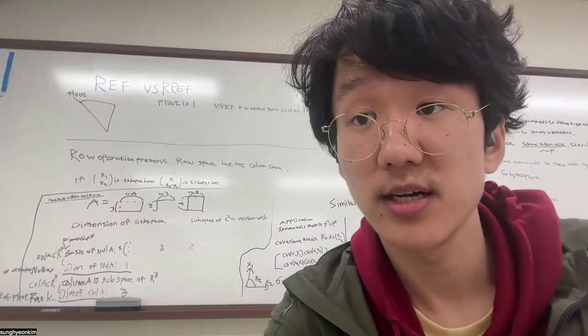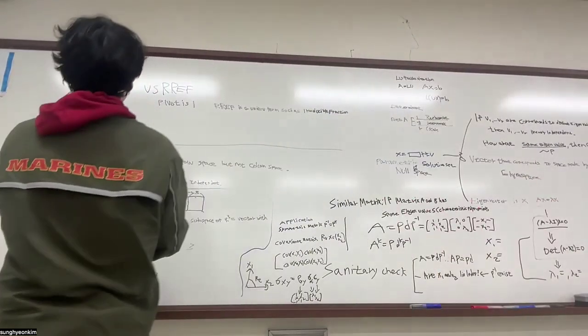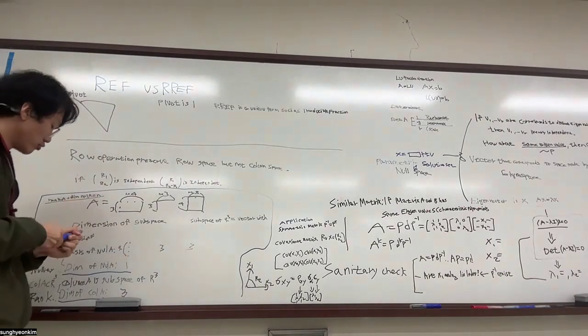Today's linear algebra, 15th of November, 2024. Our book starts from echelon form and reduced echelon form.